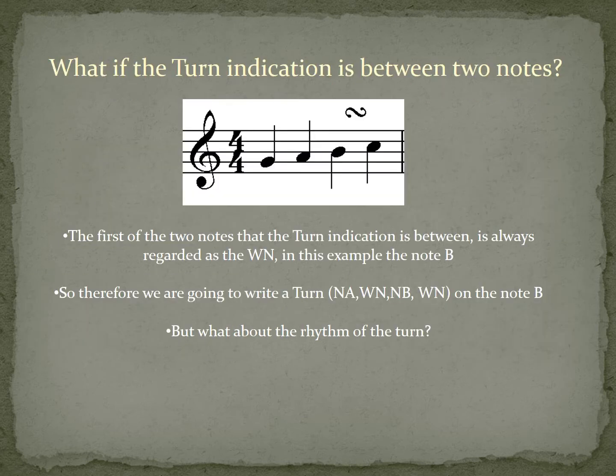So what happens if the turn sign is actually between two notes? Okay, the first of the two notes that the turn indication is between is always regarded as the written note. So in this example, it's the B crotchet. So therefore, we're going to write the turn, the note above the written note, the note below and the written note, over the note B. Now the rhythm of the turn obviously is going to change ever so slightly.